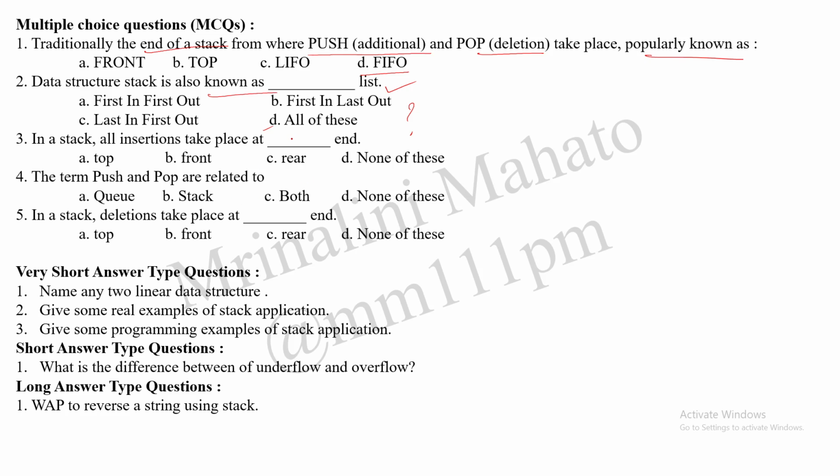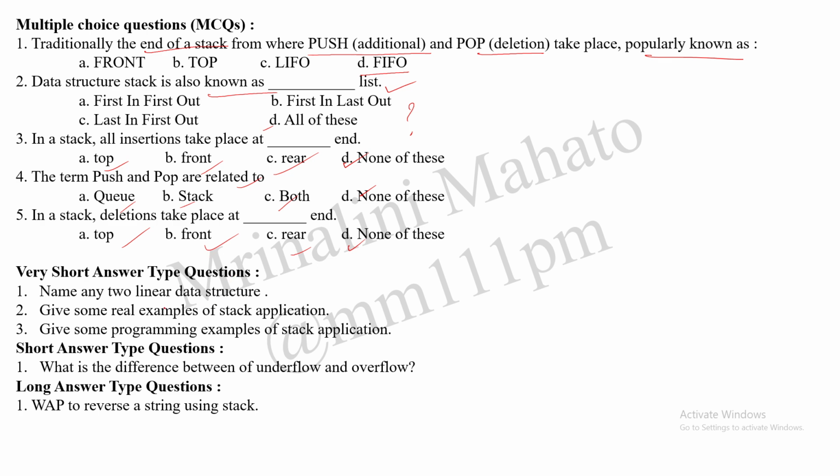Okay, just pause the video and write in the notebook, and then afterwards check how many questions you have done correct. In a stack, all insertion takes place at dash end: top, front, rear, none of these. Next, the terms push and pop are related to queue, stack, both, none of these. In a stack, deletion takes place at dash end: top, front, rear, none of these. Just find. Okay.